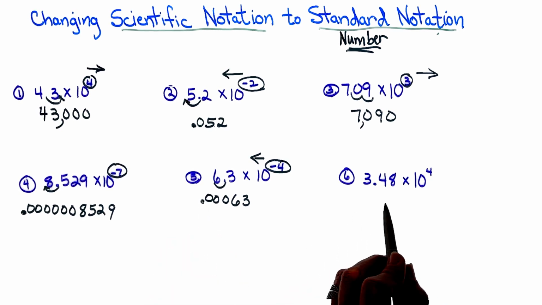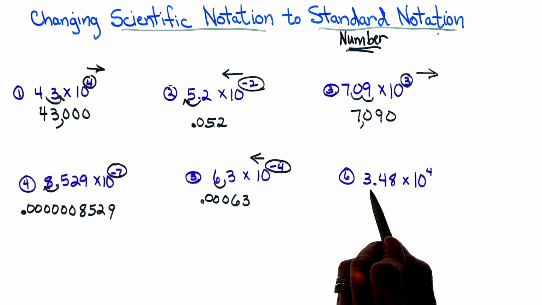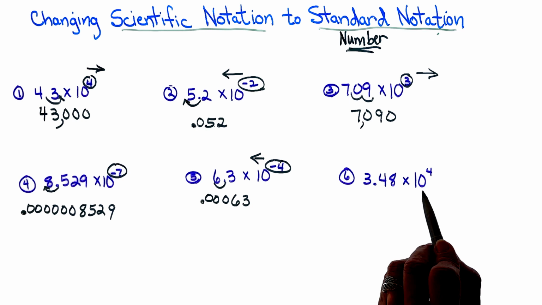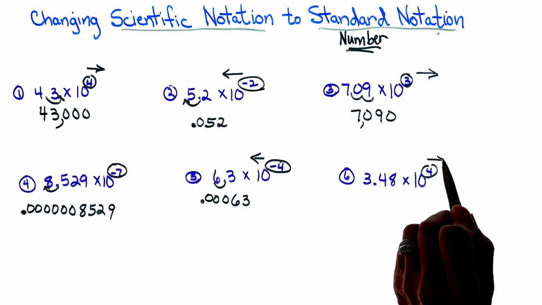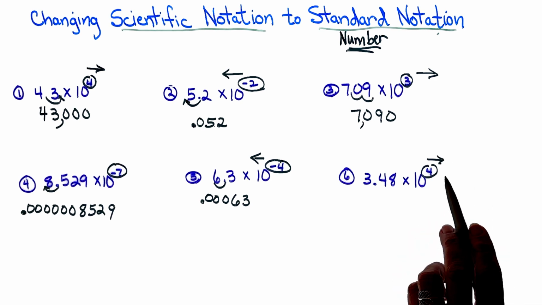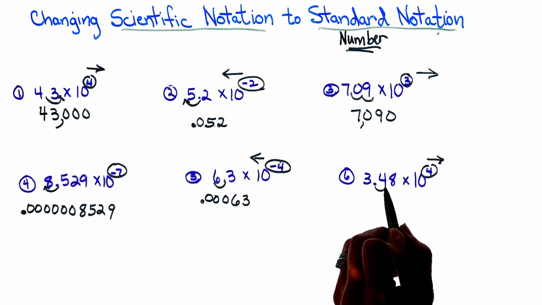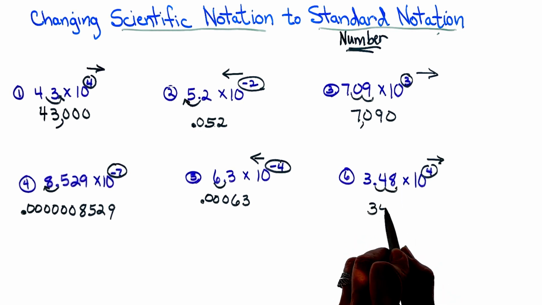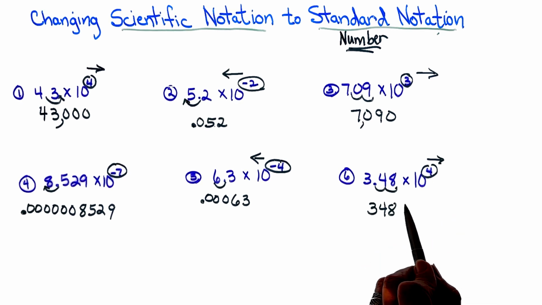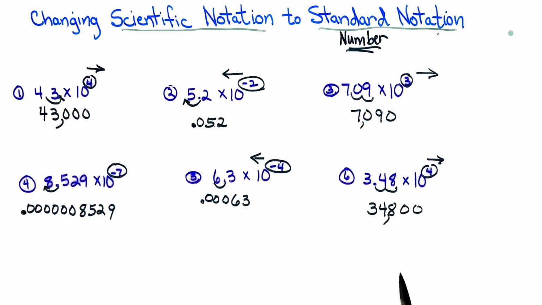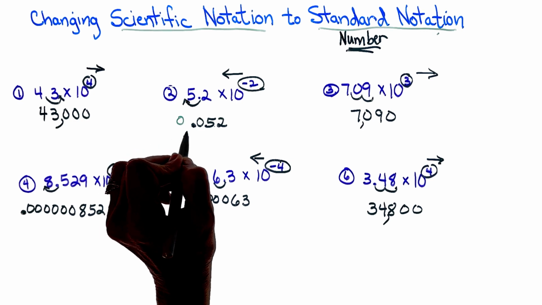And last but not least, I have 3 48/100 times 10 to the 4th power. Again, notice it is a positive exponent, so I'm going to go to the right. And here I am moving over 2, so I'm going to write 3, 4, 8. I've moved over 2. I have 2 more to go to make 4. 1, 2, and that is 34,800.